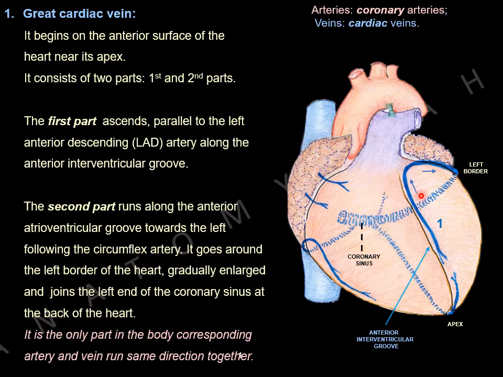Usually, artery and accompanying veins run in opposite directions. But in this case, circumflex artery and great cardiac vein run towards the same direction from here to this place. So in the body, this is the only part where artery and accompanying vein run towards the same direction.